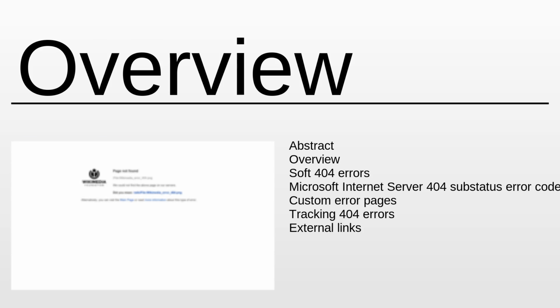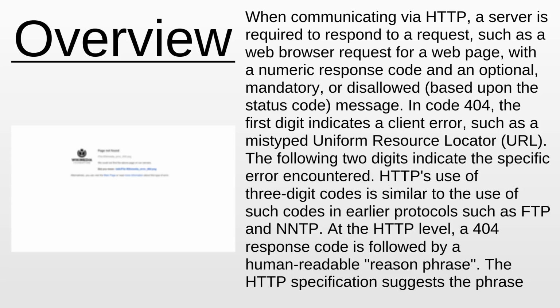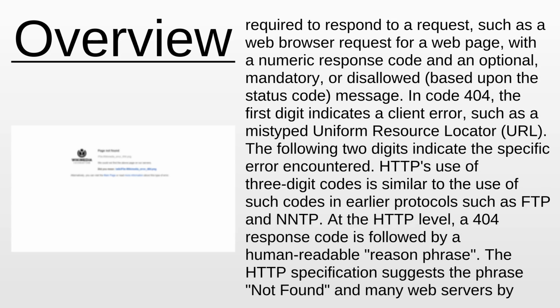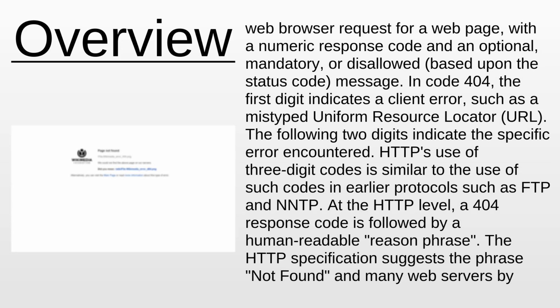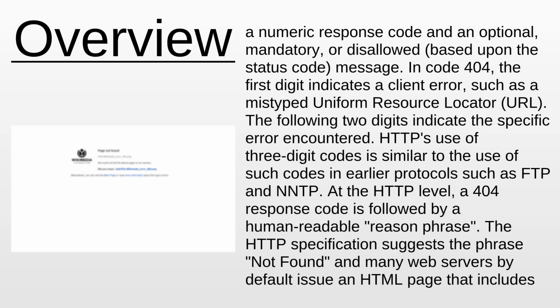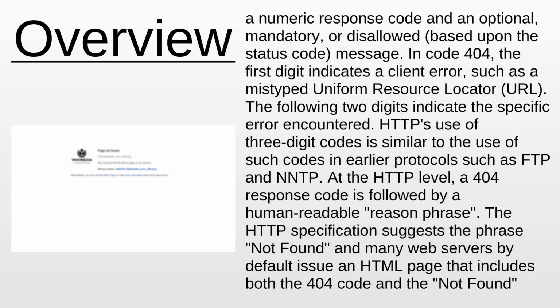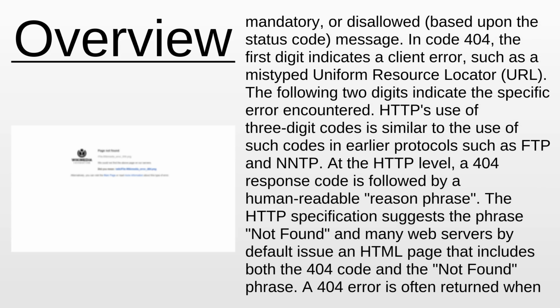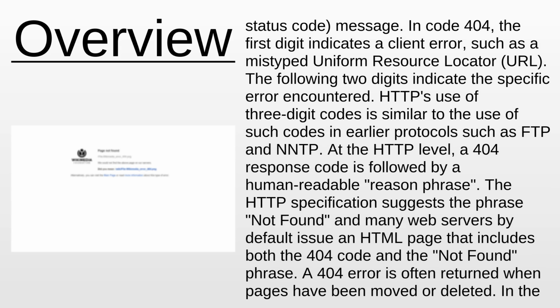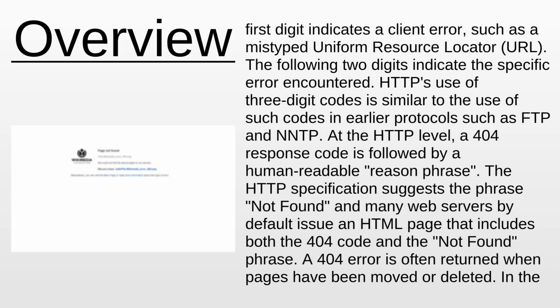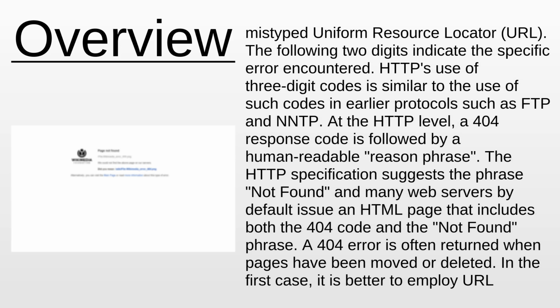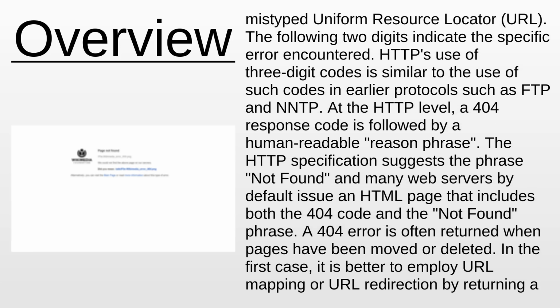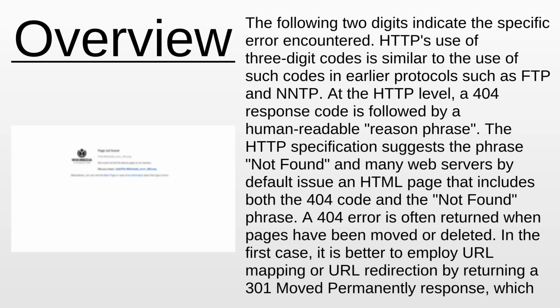Overview. When communicating via HTTP, a server is required to respond to a request, such as a web browser request for a web page, with a numeric response code and an optional, mandatory, or disallowed, based upon the status code, message. In code 404, the first digit indicates a client error, such as a mistyped Uniform Resource Locator (URL). The following two digits indicate the specific error encountered.